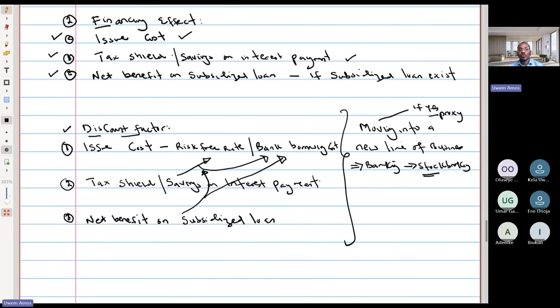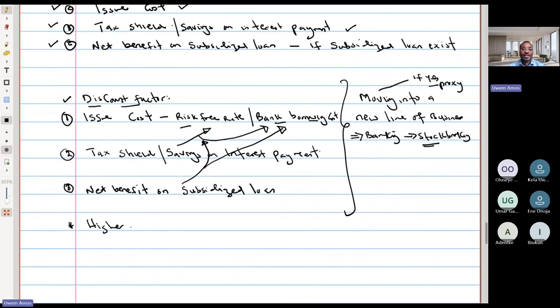What some students would do is, instead of using the risk-free rate for one and the bank borrowing rate for another, they just use one. They might choose to use the higher of the two, which is what a number of authors recommend. But if you do use the risk-free rate, it's allowed. Some authors recommend the higher of the two.